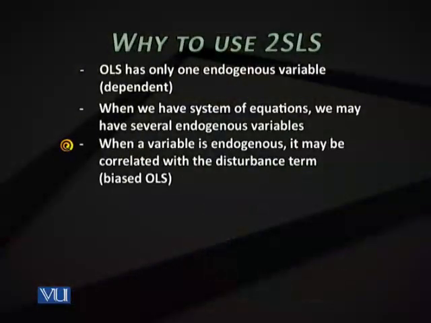Now, when a variable is endogenous, it may be, as I told you, correlated with the error terms of the other equations in the system. We use two-stage least square in order to account for this kind of problem. When we use two-stage least square or indirect least square, we are dealing with a system of equations. We find the reduced form of the equations, and with the help of the reduced forms, we try to estimate the structural parameters of the model.